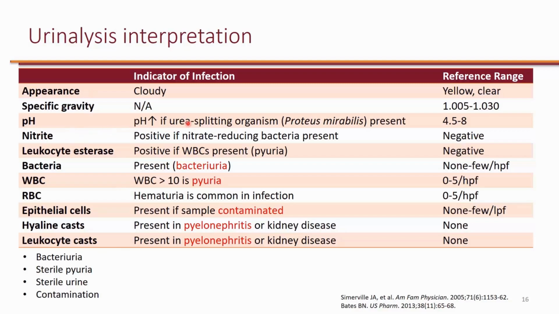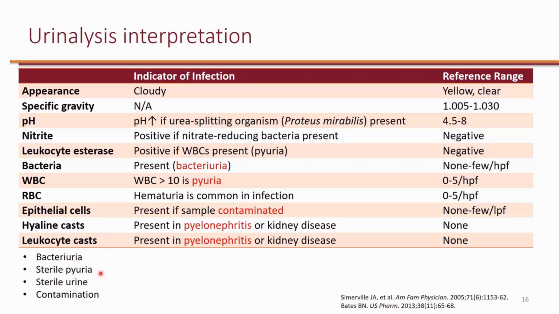Let's see what else I didn't talk about. Oh, the pH. Some organisms such as Proteus mirabilis are capable of splitting urea, which will increase pH. So occasionally you will see that the pH will be higher than the normal range, and that helps you suspect Proteus mirabilis when you choose antimicrobial agents.